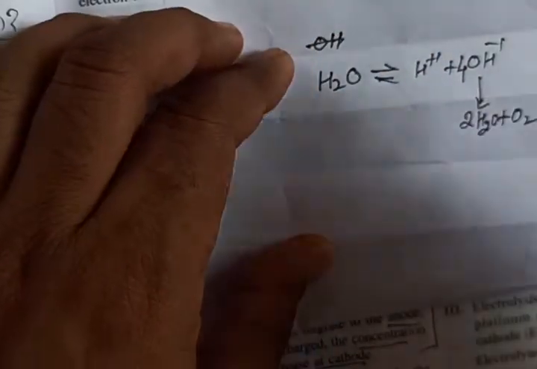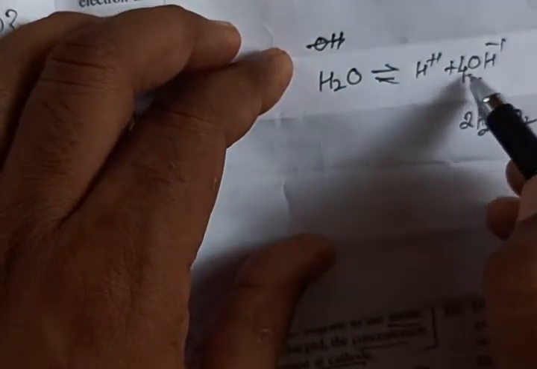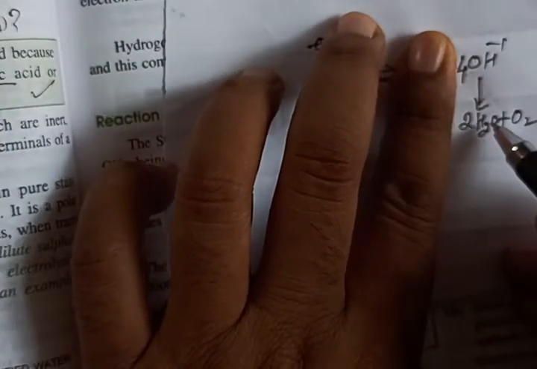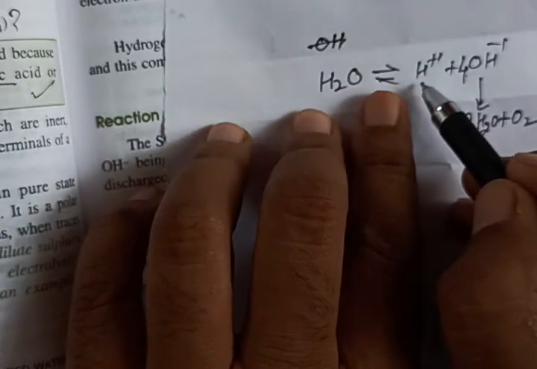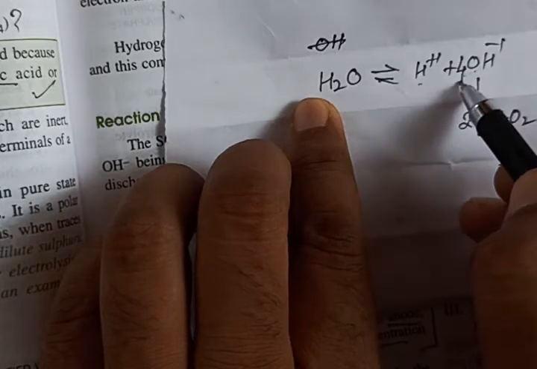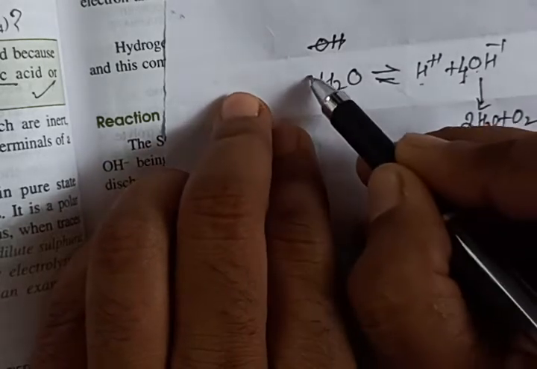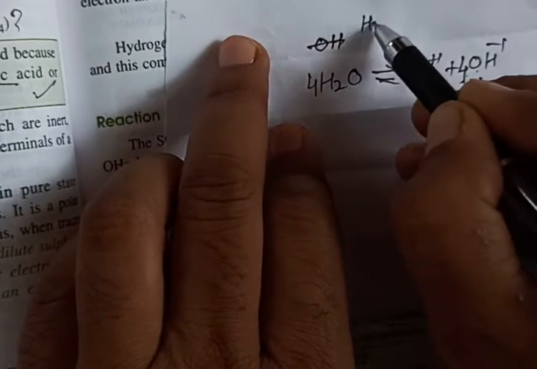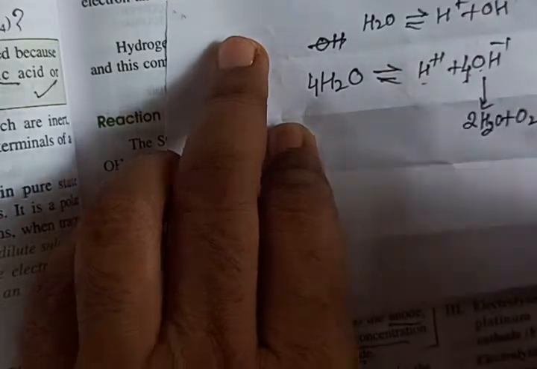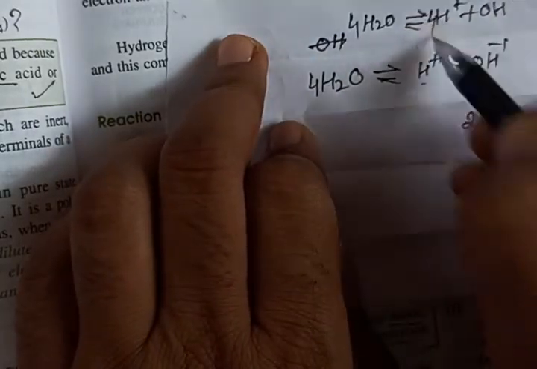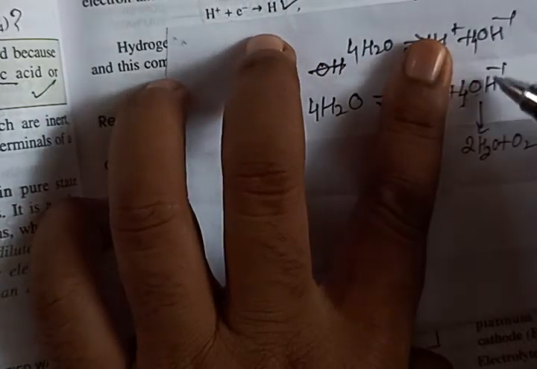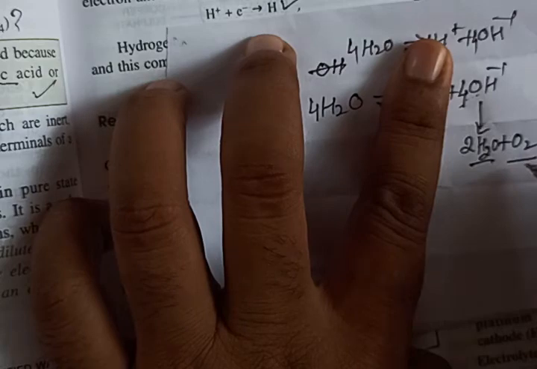Clear? On the other hand, if we have to use 4 OH in this reaction, that means 4 H ions should also be there. Why? Because 1 water forms 1 H and 1 OH. To get 4 OH ions, there should be 4 water molecules. 1 water decomposes to give 1 H ion and 1 OH ion, so 4 water will give 4 H ions and 4 OH ions. And these 4 OH ions form 2 water and oxygen to complete the molecular equation.